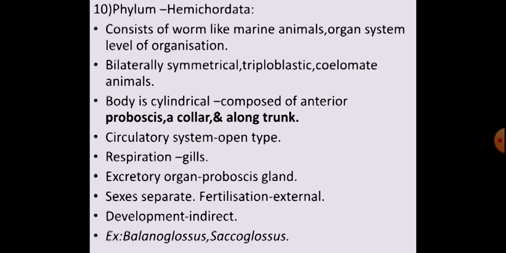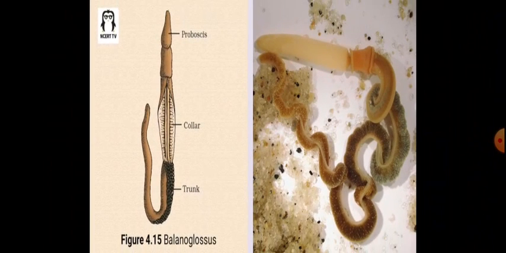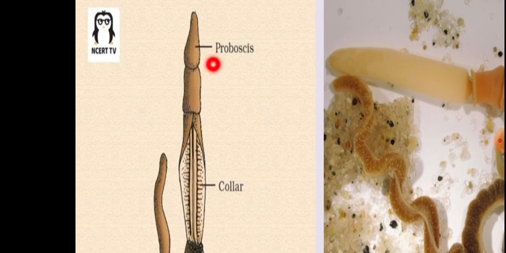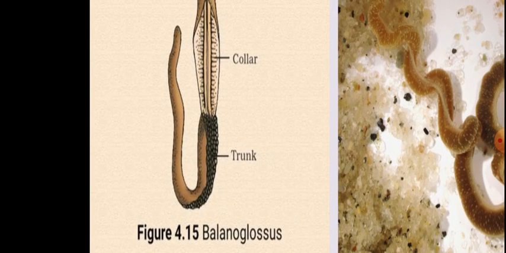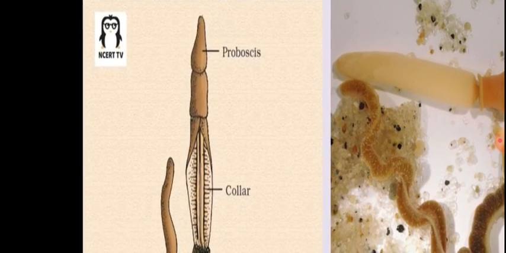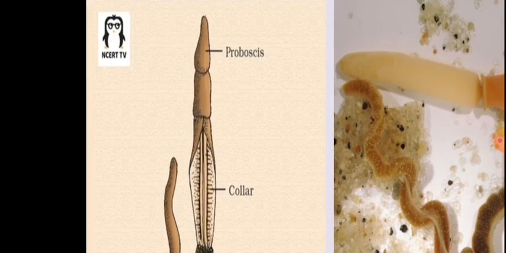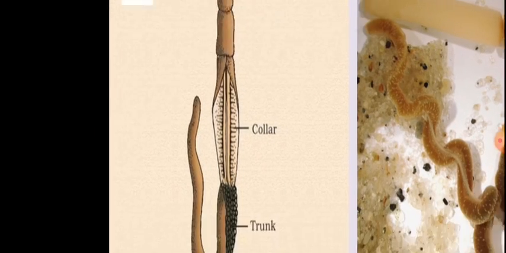Body is cylindrical. See the shape of the body. It is cylindrical, composed of an anterior proboscis, a collar and a trunk. This is the proboscis, this is the collar, and this is the trunk region. Proboscis means sucking organ, to suck the food.